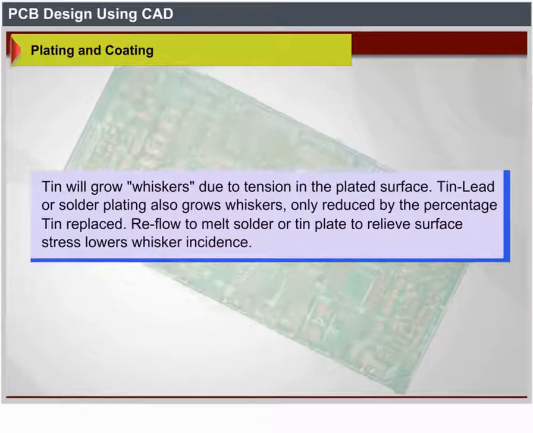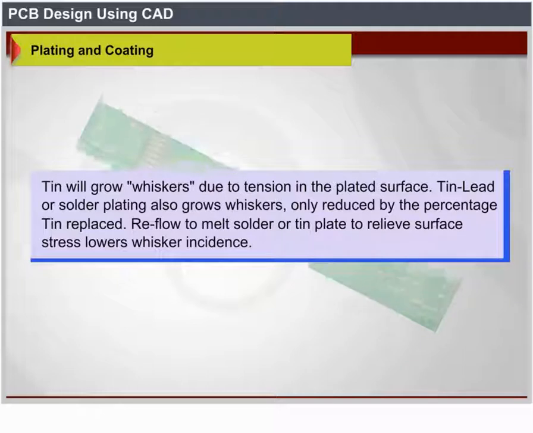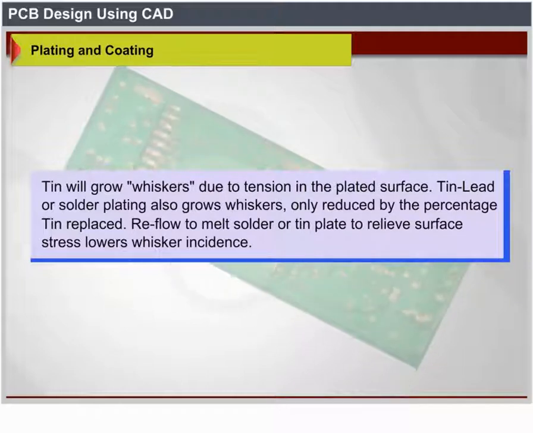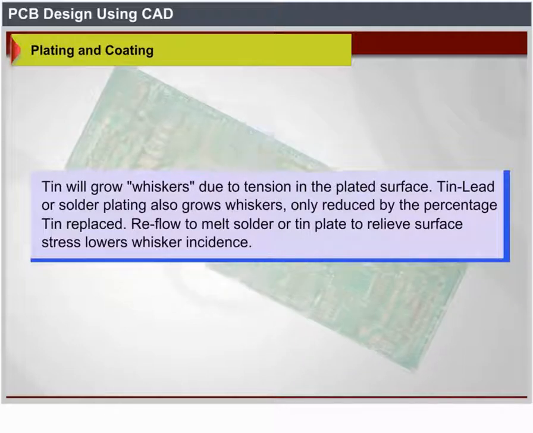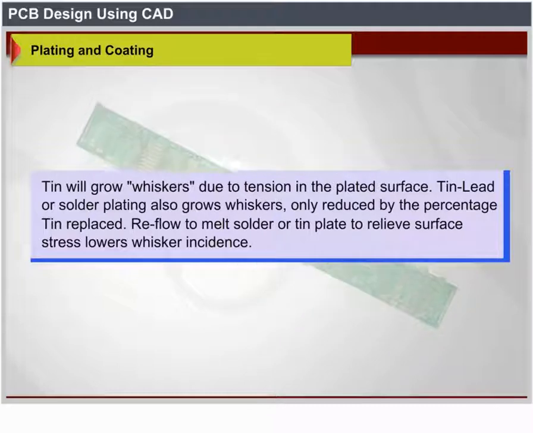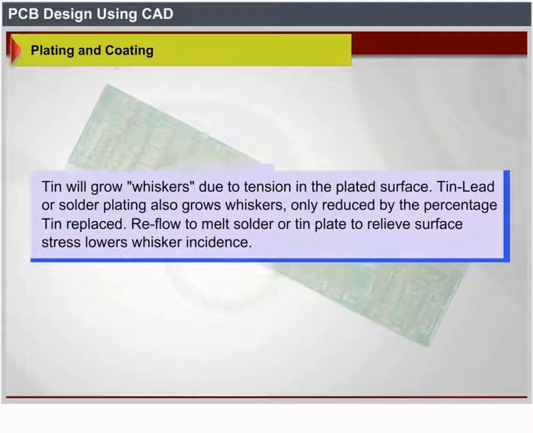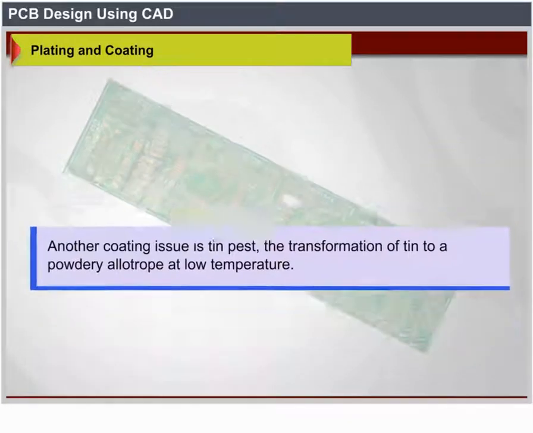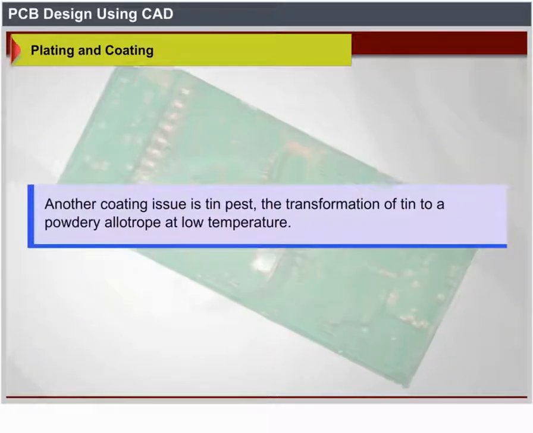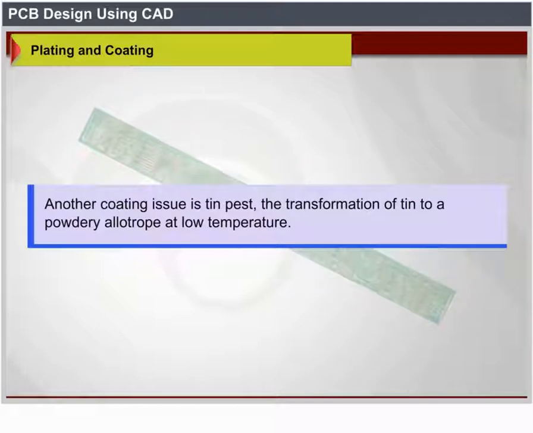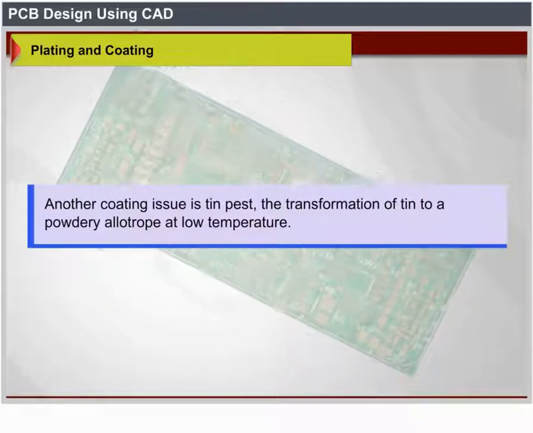Tin-lead or solder plating also grows whiskers, only reduced by the percentage of tin replaced. Reflow to melt solder or tin plate to relieve surface stress lowers whisker incidence. Another coating issue is tin pest, the transformation of tin to a powdery allotrope at low temperature.